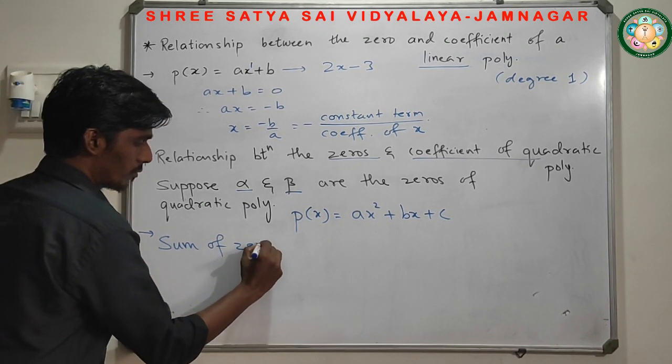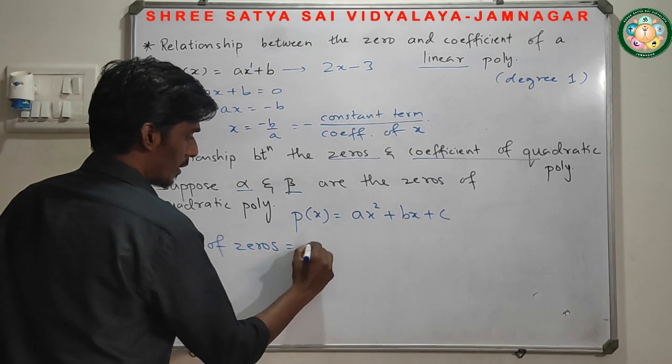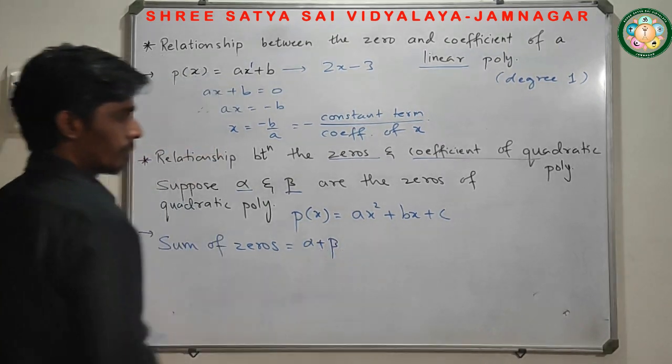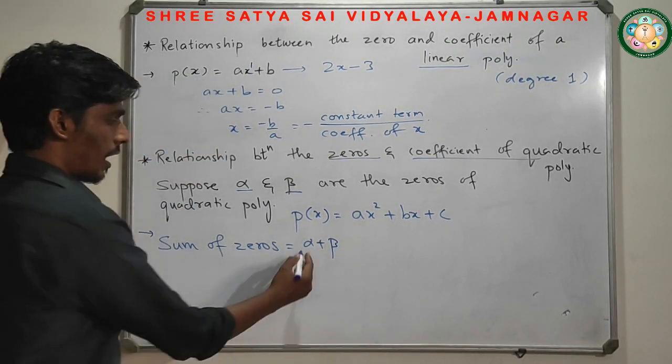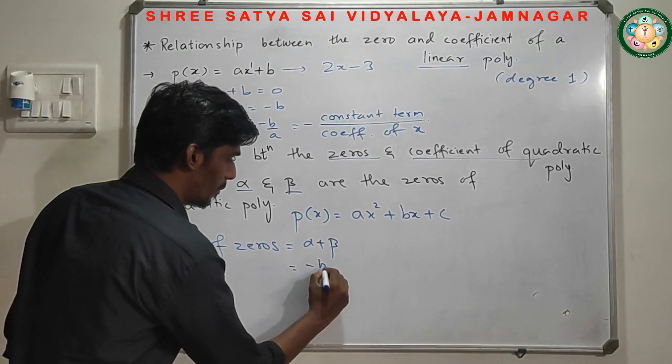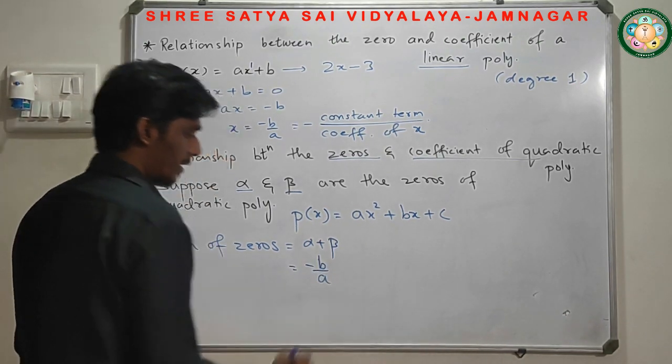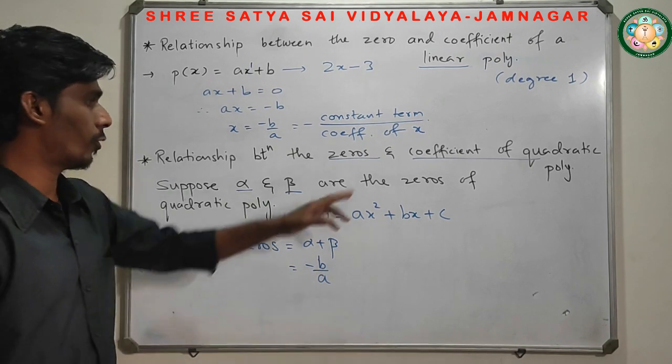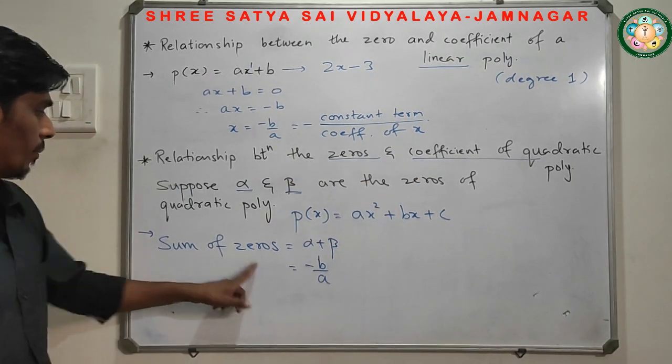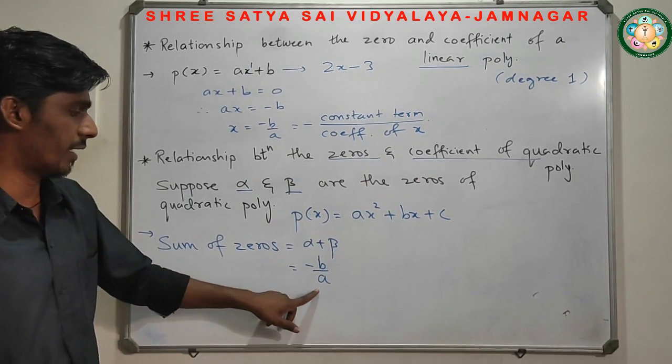Now the sum of zeros is what? Alpha plus beta. What is its formula? Alpha plus beta is minus b by a. This is the formula you have to remember for a quadratic polynomial. The sum of zeros is always equal to minus b by a.